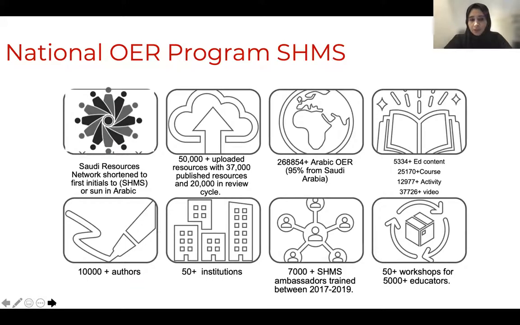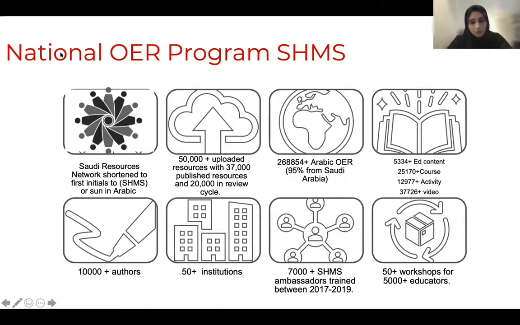The Saudi Resources Network, as I said, is shortened to its first initials, SHMS, or Sun in Arabic. It has more than 50,000 uploaded resources, with 37,000 published resources and 2,000 resources in the review cycle. It has more than 268,854 Arabic OERs, and 95 of them from Saudi Arabia. Additionally, it has more than 5,334 educational content items, more than 25,000 courses, more than 12,000 activities, and 37 videos. More than 1,000 authors are contributing and participating in SHMS.